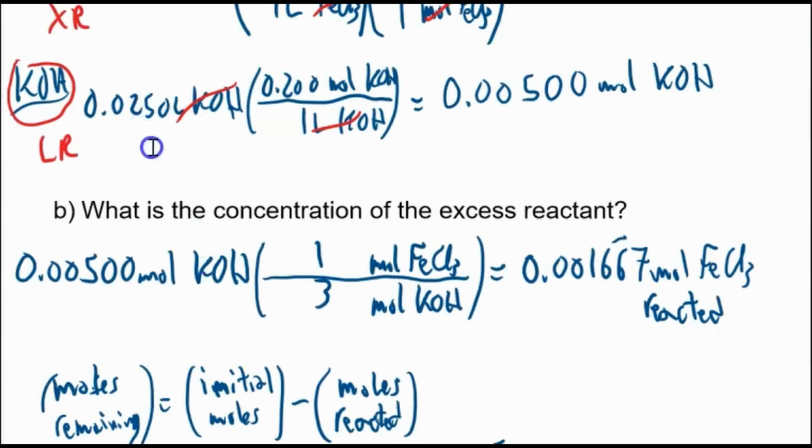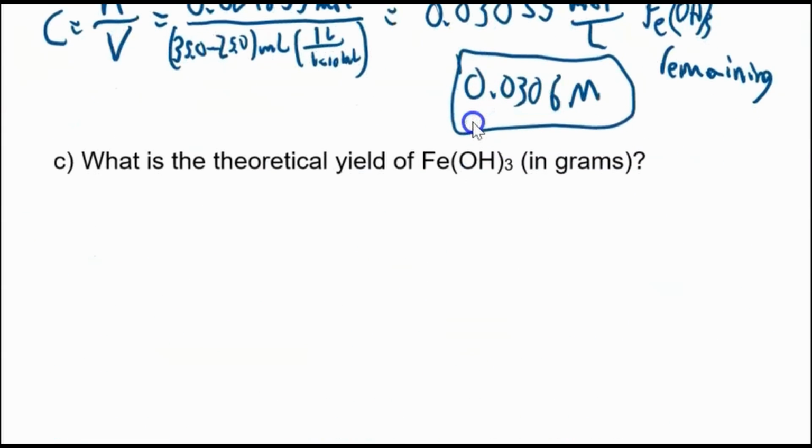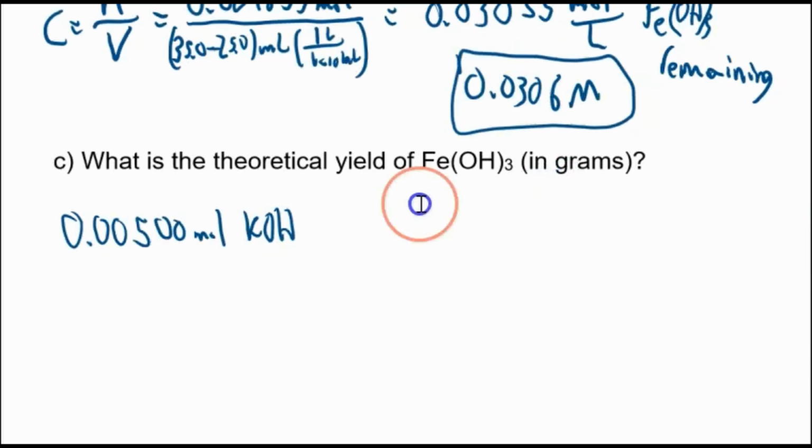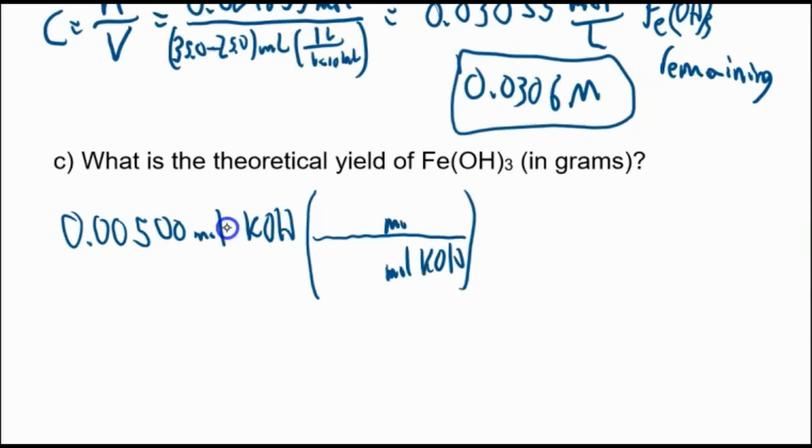And how much KOH do we have? We have 0.00500 moles of KOH, and we want to find out grams. Okay, well, we've got to use the mole bridge. Every time we go from one compound to another in a balanced equation, we need to do the mole bridge. And we want to cancel out moles of KOH. We want moles of Fe.